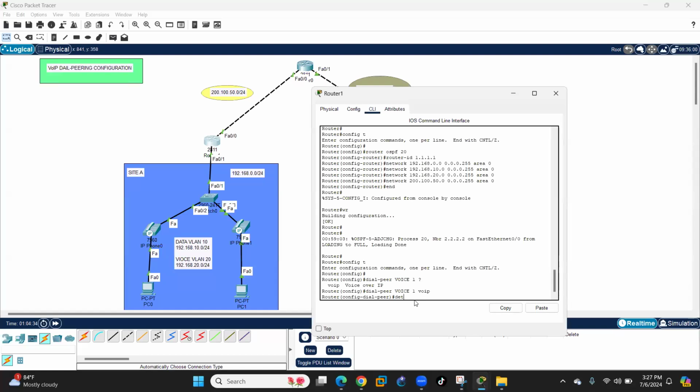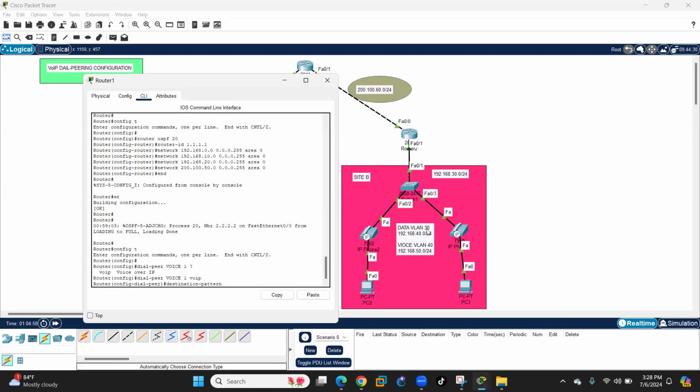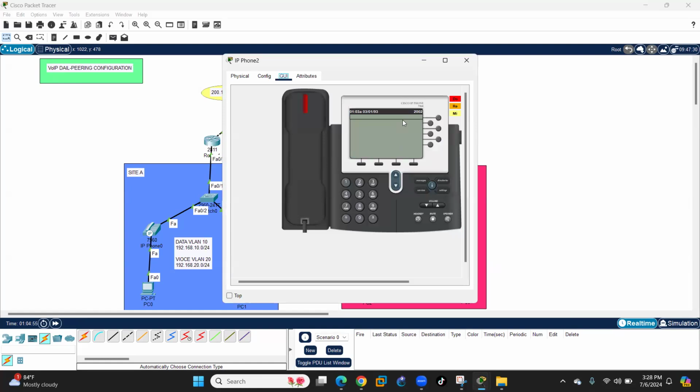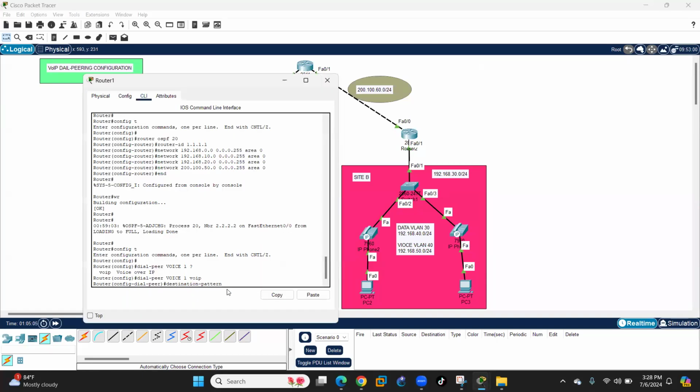So I'm just going to tell the destination pattern. You don't need to disturb yourself with this. Just put it in a notepad and follow it. The destination pattern is what I'm telling this router: how they give the number to the phones. You can see this one is 2.2000. That's 4 digits, that's the pattern it needs. So I'm going to put 2 and 4 dots. That's the destination pattern.